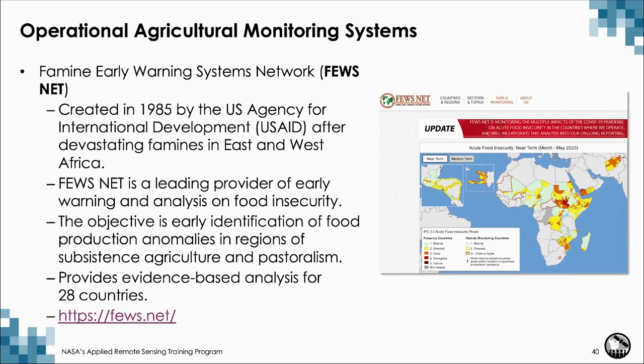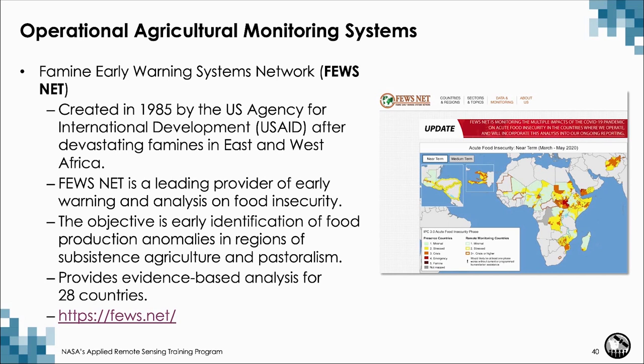An example of an operational food security and early warning system is the Famine Early Warning Systems Network, or FEWS NET. Created in 1985 by the U.S. Agency for International Development, or USAID, after devastating famines in East and West Africa, FEWS NET provides objective, evidence-based analysis to help government decision makers and relief agencies plan for and respond to humanitarian crises.